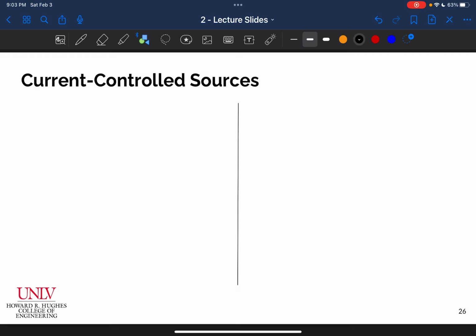All right, so we talked about voltage controlled sources. Now we're going to talk about current controlled sources. I'm sure you could have guessed that there will be a current controlled voltage source, and there will also be a current controlled current source. And what do they look like?